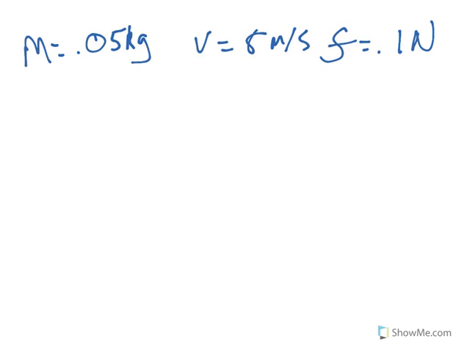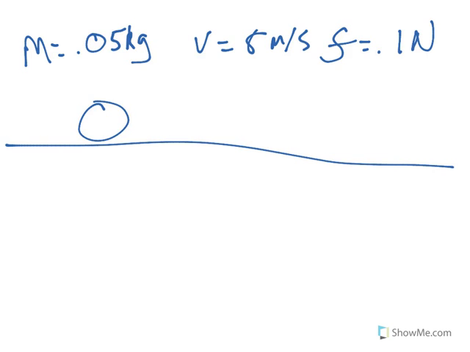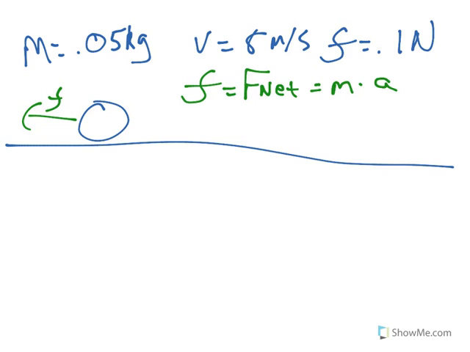Well, first of all, we have to recognize that if it's rolling across this thing, there's only one force. If this is the marble and it's rolling across a table, the only force acting on it should be the force of friction pulling it back, which means the force of friction is equal to the net force on the object, which means it's equal to mass times acceleration. Now, if that's the case, then 0.1 equals 0.05 times A, and we're going to solve for A. The 0.05 is the mass, and the 0.1 is the force of friction.